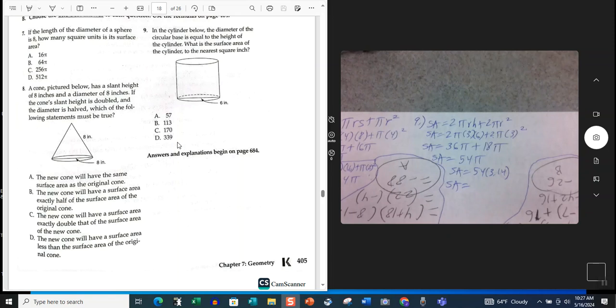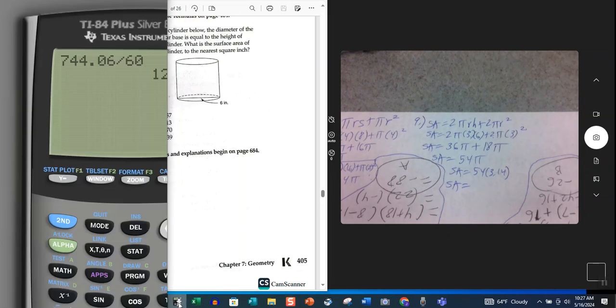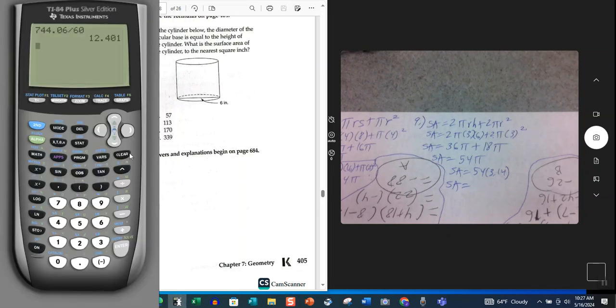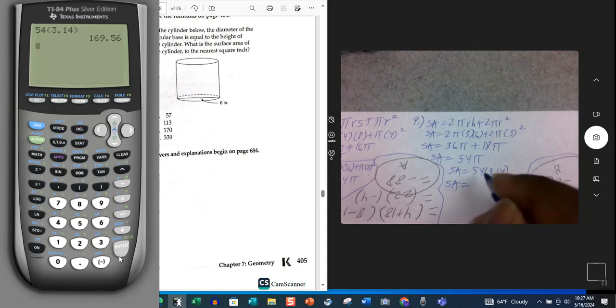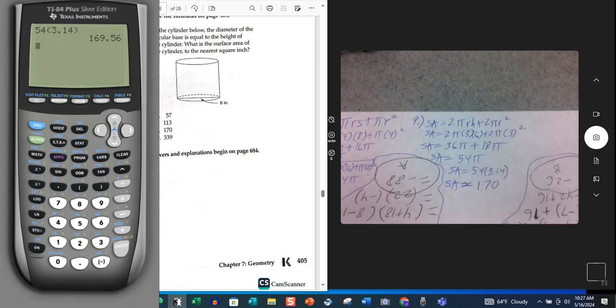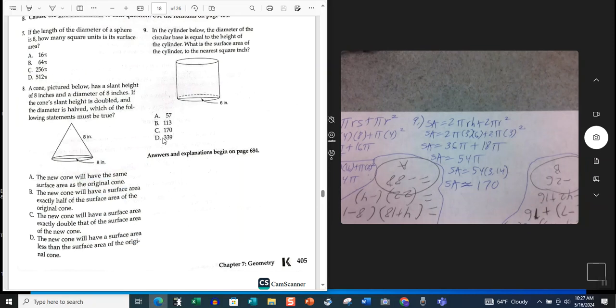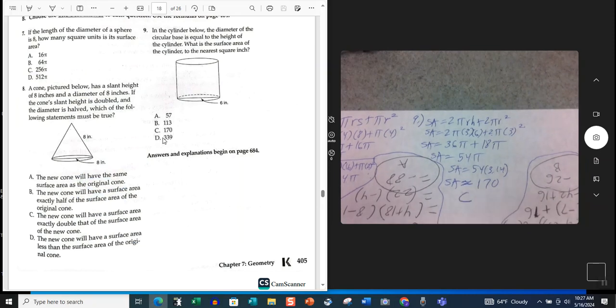So our surface area is equal to, now we need a calculator. And it really doesn't matter which calculator you use, but I'm going to use this calculator because it's just regular multiplication. So it'd be 54 parenthesis 3.14. Close the parenthesis and press enter. So this would be approximately, if we round to the nearest whole number, 170. So since it's approximately 170, your answer here would be C.